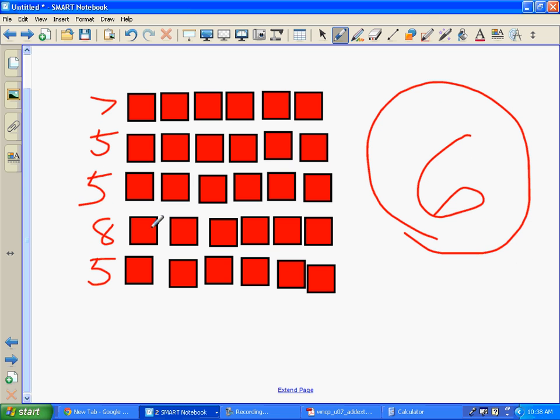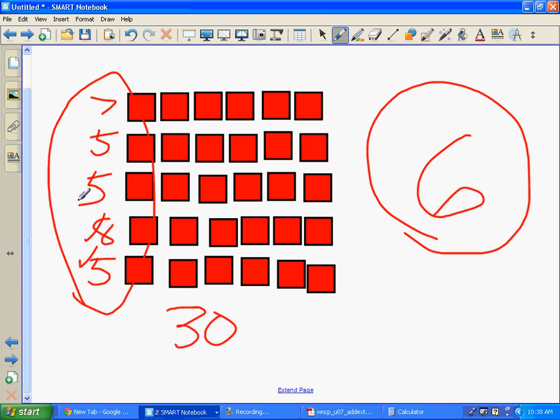You would also get that number if you went 7 plus 5 plus 5, which is 17, plus another 8, which is 25, and then we have 5 more is 30. So we add up all these numbers and divide it by 5. So 30 divided by 5, and the answer is also 6. So there's two different ways to do it. And of course, if you have a large group of numbers, you're not going to use link cubes to work it out.